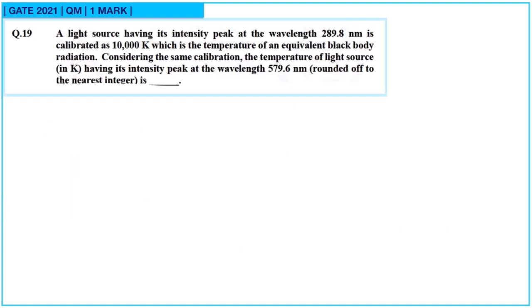Next question. A light source having its intensity peak at the wavelength 289.8 nanometer is calibrated as 10,000 Kelvin, which is the temperature of an equivalent blackbody radiation. Considering the same calibration, the temperature of light source having its intensity peak at wavelength 579.6 nanometer is. Now we know lambda m, that is the wavelength corresponding to the maximum radiation, into T is equal to constant. This is Wien's displacement law.